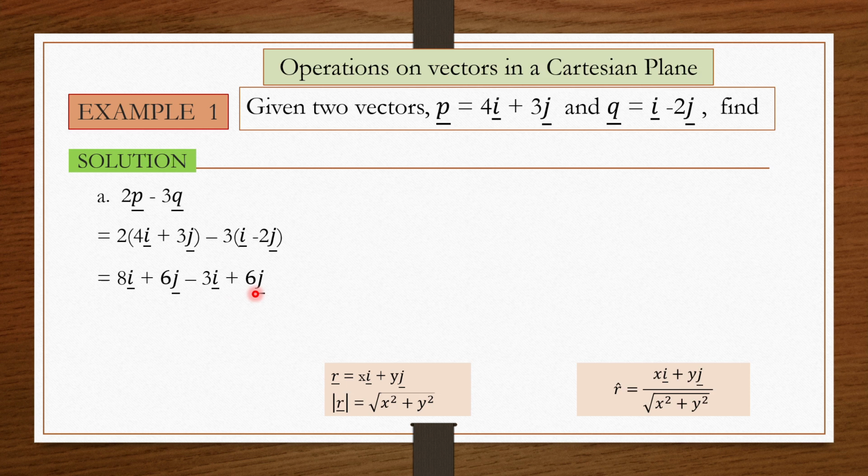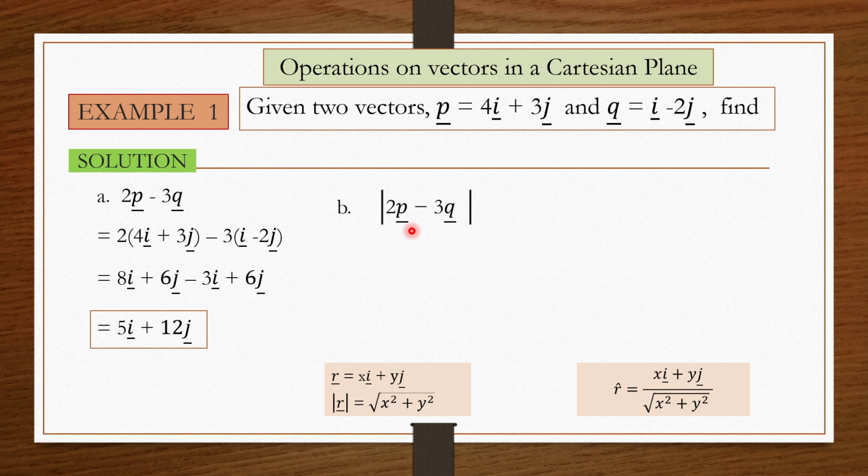Now you can simplify this expression. Here you simplify i vector and i vector, therefore 8i minus 3i, you'll get 5i, 6j plus 6j, you'll get positive 12j. So the final answer will be 5i plus 12j.